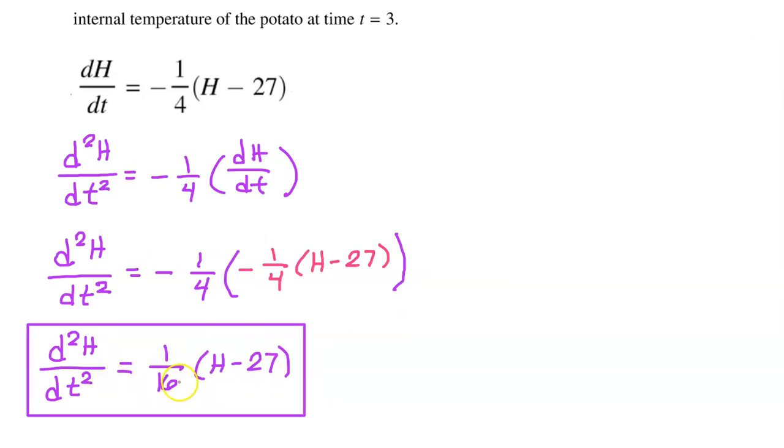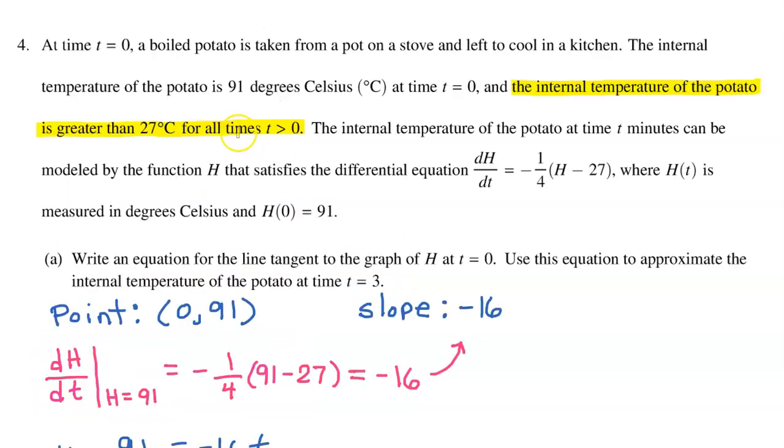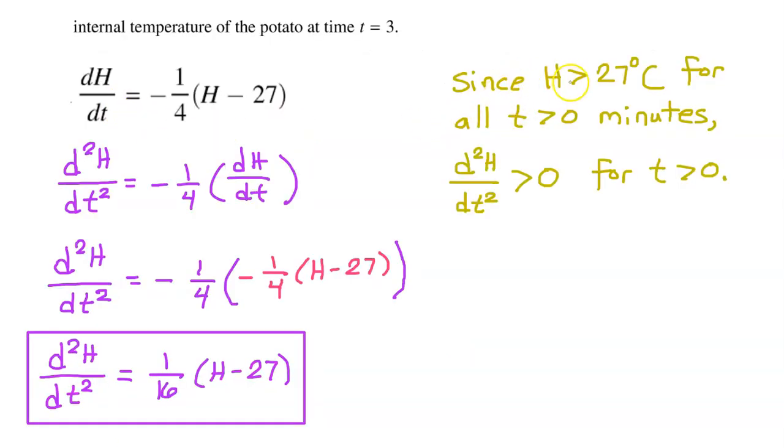Now that we have the second derivative, we just need to figure out whether this expression will be positive or negative during the time interval while the potato is cooling down. Looking back at the setup of the problem, we were told that the internal temperature of the potato is greater than 27 degrees Celsius for all times where t is greater than 0. In other words, h is always greater than 27.